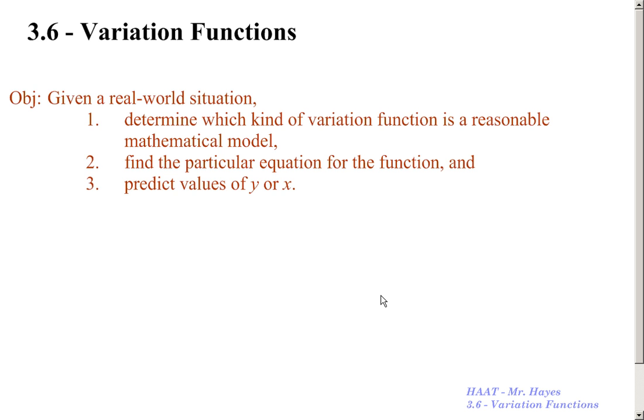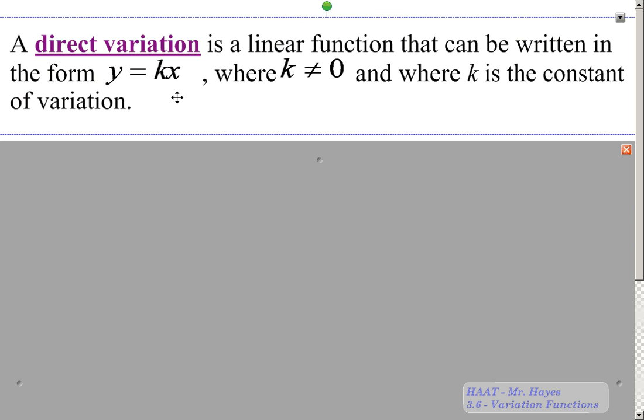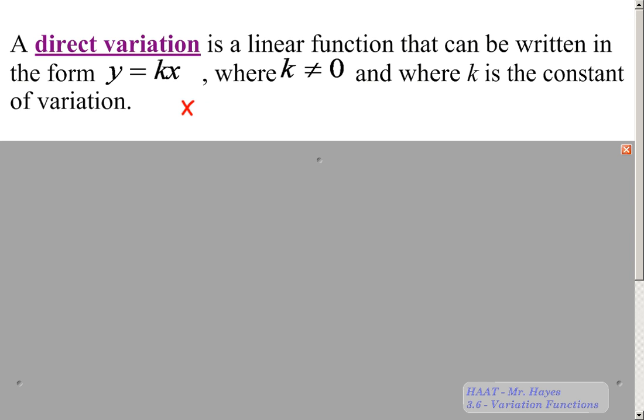There are two different types of variation. There is direct variation, which can be written in the form of y equals kx. Now, the x values can be squared or something like that if we need to, and k is the constant of variation. Essentially, this means as x gets larger and goes to infinity, y is going to get larger. So as x grows, y grows.